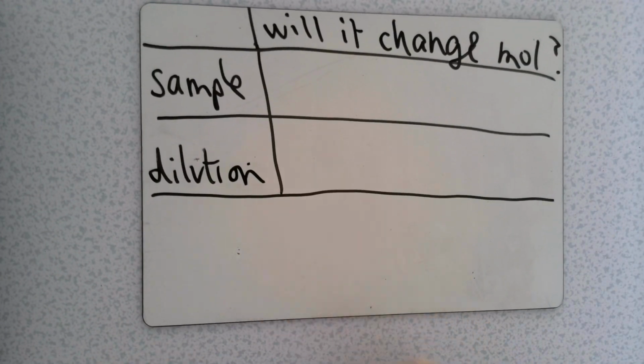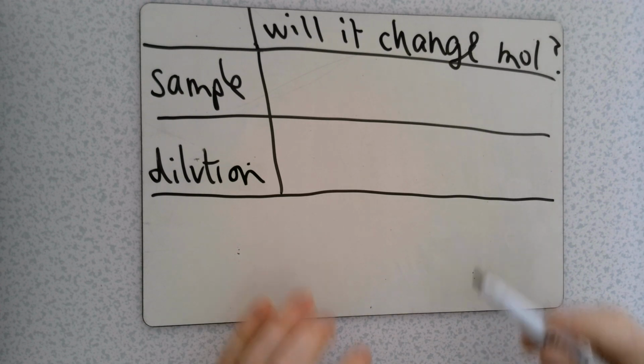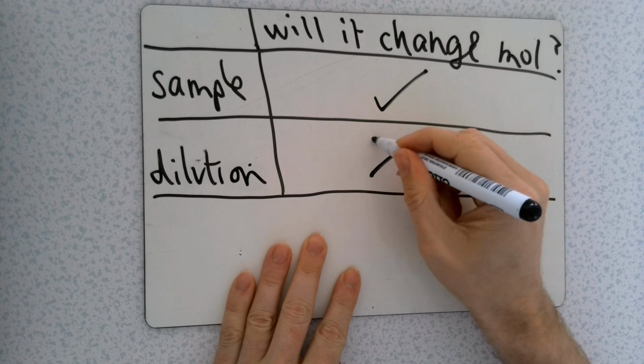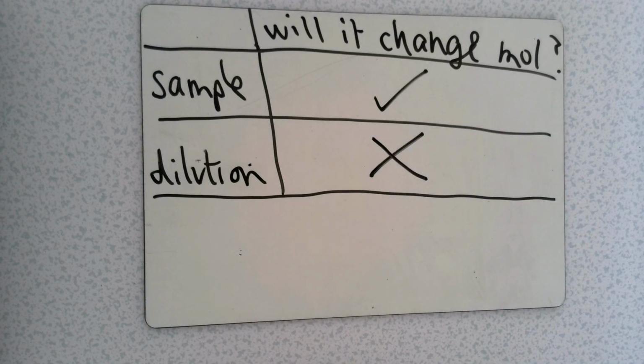So to sum that up, will it change the moles? Samples absolutely change the moles because you're tipping out a smaller volume from a larger, but dilutions do not change the moles. If I add water to a bathtub with a marble in, I've still only got one marble.